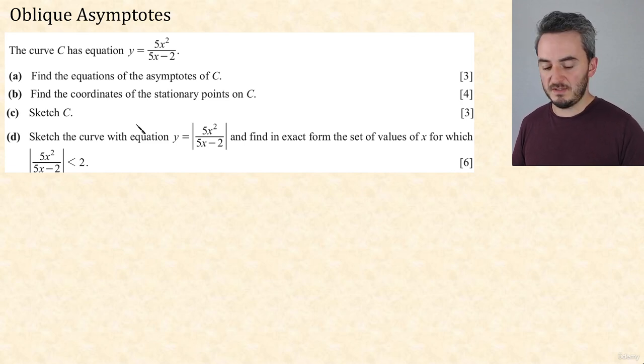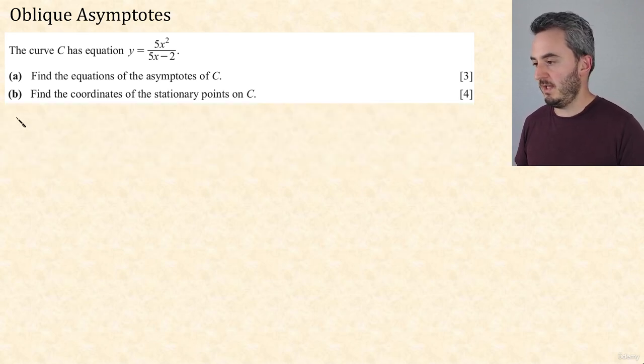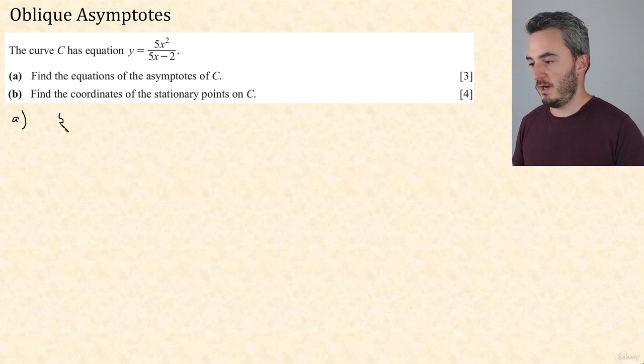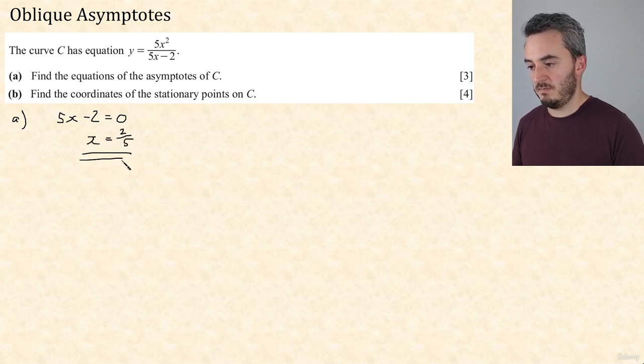Find the equation of the asymptotes. Okay, so let's work through part A. Well, the easy one is the vertical asymptote, because that's when 5x minus 2 is 0. So that's going to happen when x equals 2 over 5. So there's my first vertical asymptote.